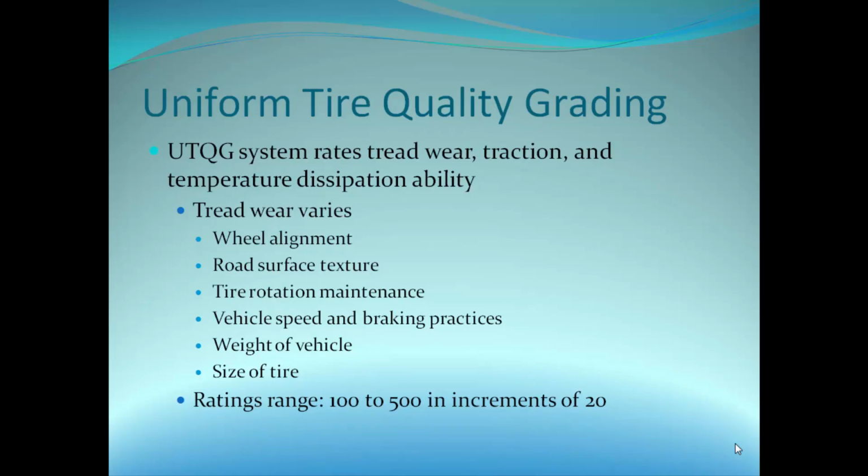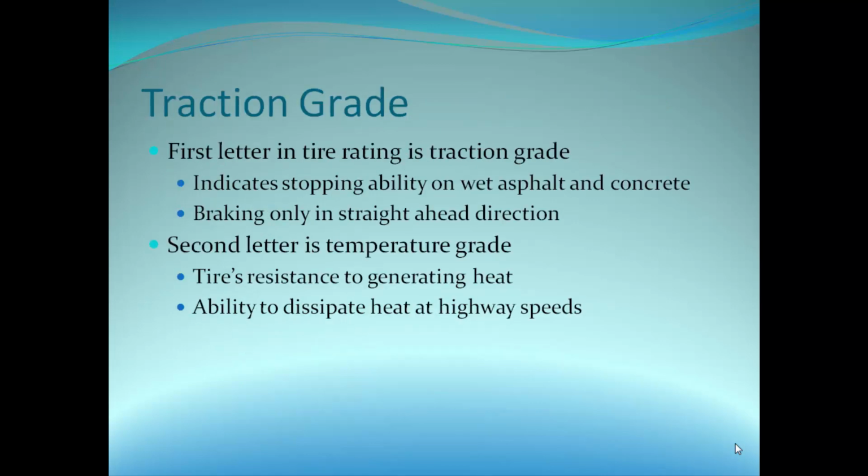The Uniform Tire Quality Grading UTQG system rates tread wear, traction, and temperature dissipation ability. Tread wear varies with wheel alignment, road surface texture, tire rotation maintenance, vehicle speed and braking practices, weight of vehicle, and size of tire. Ratings range from 100 to 500 in increments of 20. Okay. The first letter in the tire rating is the traction grade. It indicates stopping ability on wet asphalt and concrete, braking only in the straight ahead direction. The second letter is the temperature grade: the tire's resistance to generating heat and ability to dissipate heat at highway speeds.